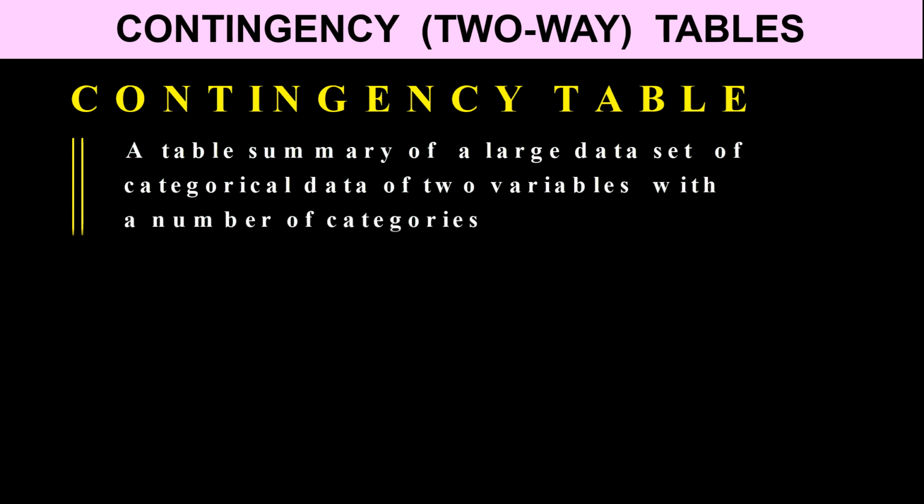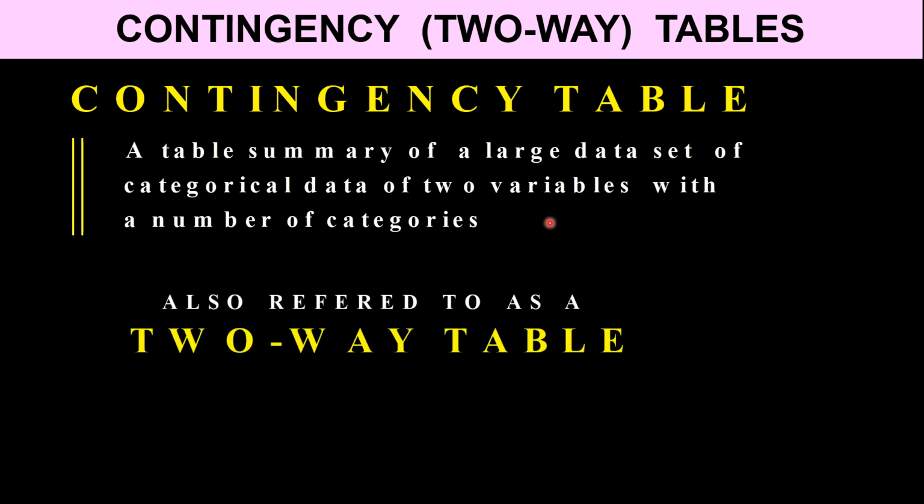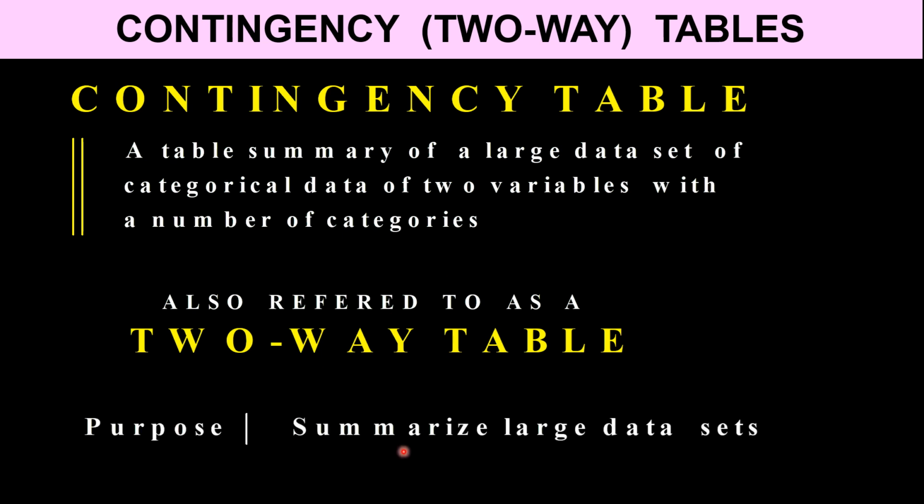Now we're going to look at another way in which sample spaces can be represented, and this is known as a contingency table. Now a contingency table is a summary in a table form of a large data set of categorical data of 2 variables with a number of categories. So it's 2 variable data, but each of the variables has categories, subcategories. We also refer to a contingency table as a two-way table. But the main purpose is, if you have large data sets, you can summarize the data in a contingency table.